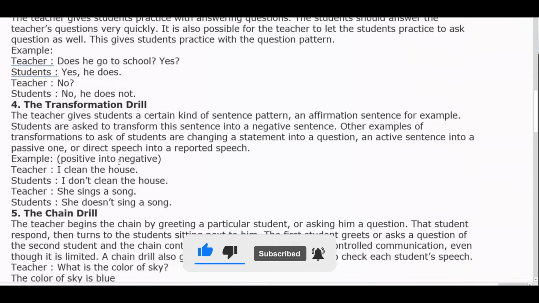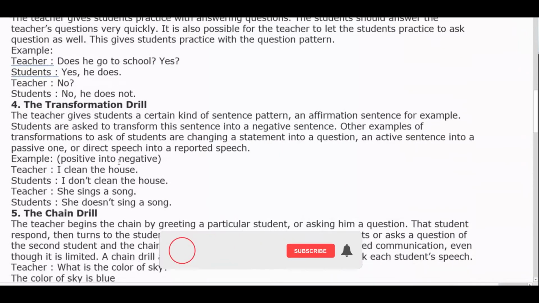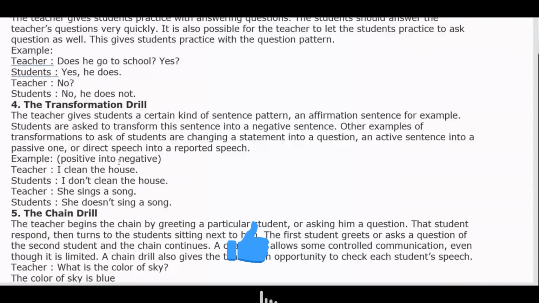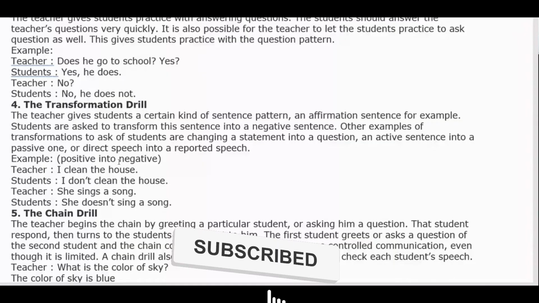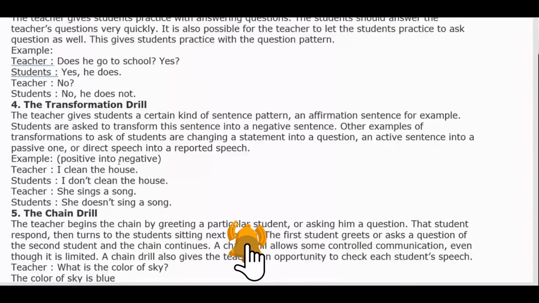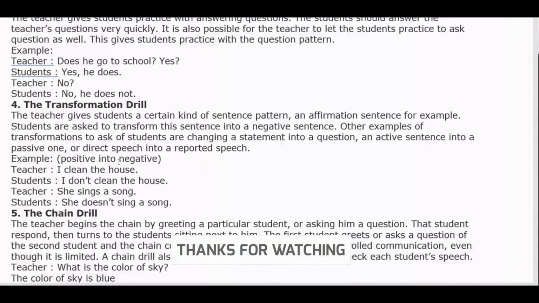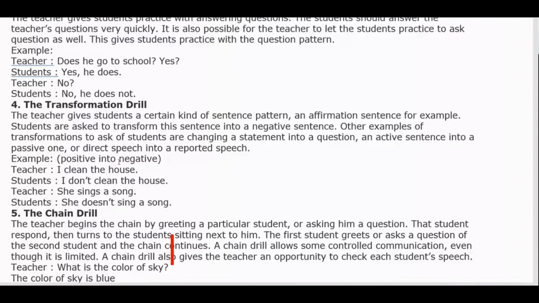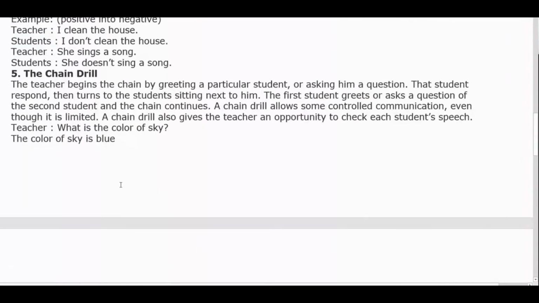Then transformation drill. You know transformation exercises very well. Positive to negative, complex to simple, direct to indirect, active to passive. That is called transformation drill. For example, in positive to negative transformation, I clean the house, I don't clean the house. She sings a song. She doesn't sing a song. So what is that type of drill? Transformation.